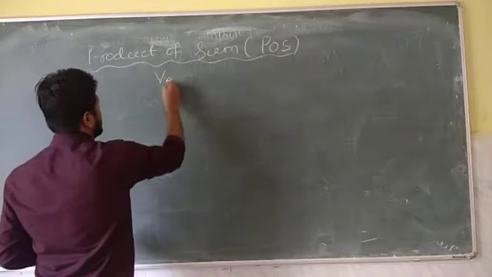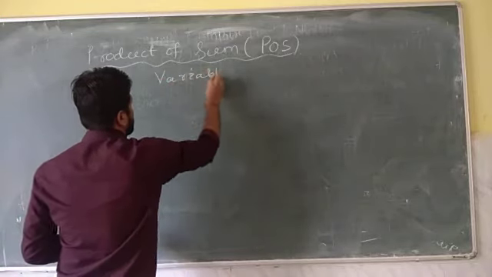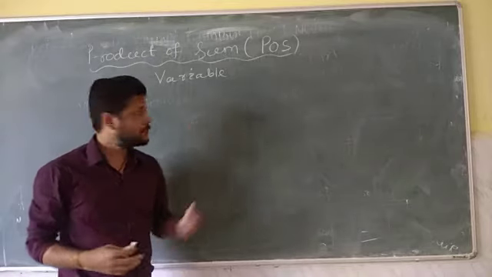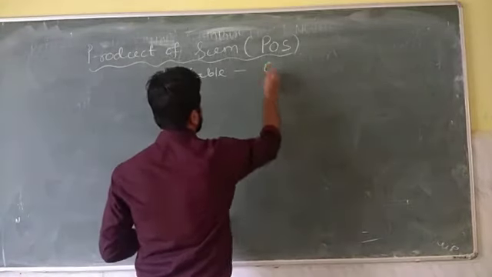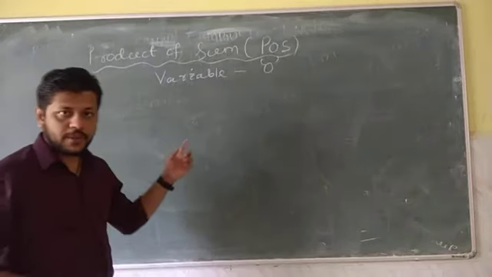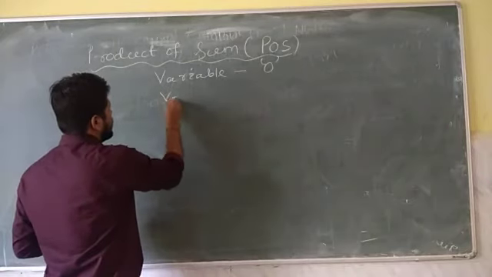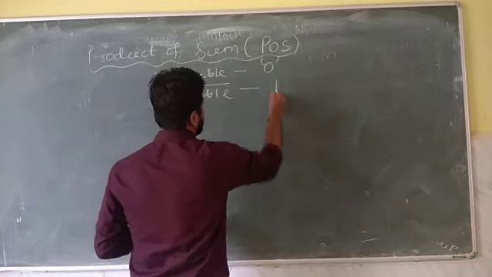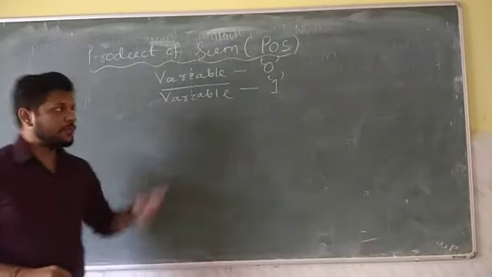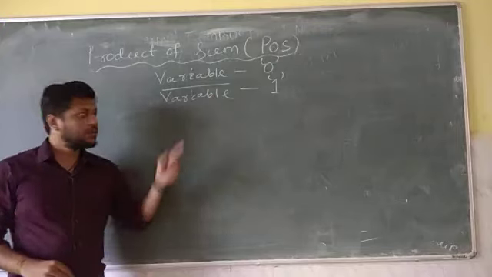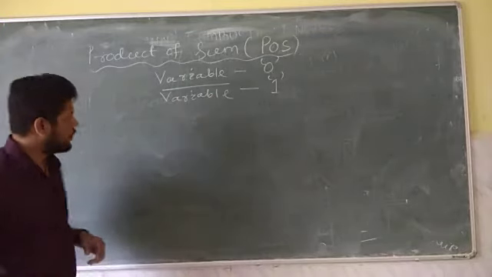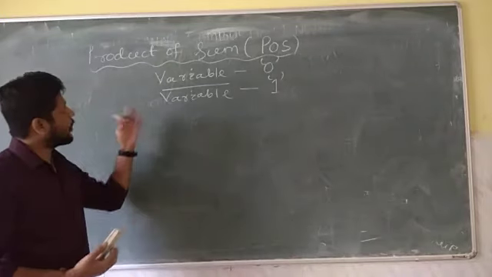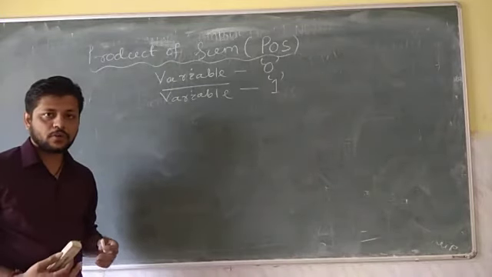Here the variable means x y z or abc, whatever you take as a variable. So variable is represented as 0, binary 0 is denoted by variable, and variable bar is represented as 1. In product of sum form, always remember variable is represented as 0 and variable bar is represented as 1. So then how to write the product of sum form directly if a truth table is given.